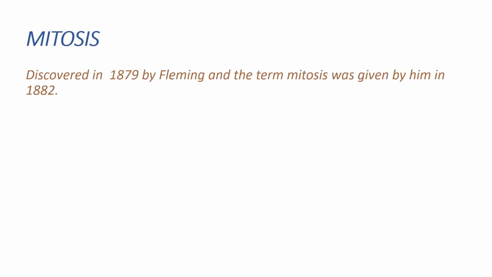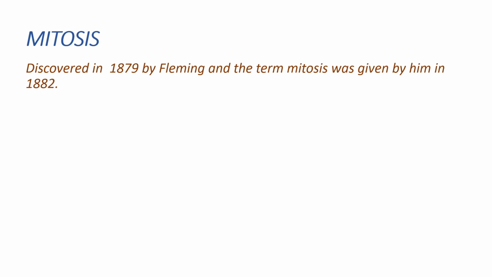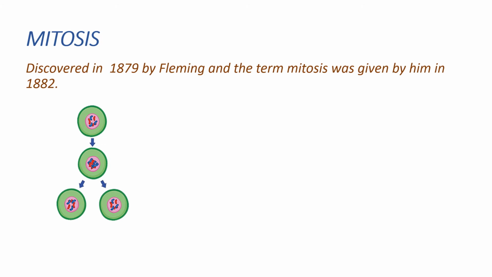Mitosis. Mitosis was discovered in 1879 by Fleming and the term mitosis was given by him in 1882. Now let us see about mitosis briefly. In mitosis, the parent cell undergoes some changes and produces two daughter cells. Here you should remember that in mitosis, the number of daughter cells produced is 2 and these daughter cells are identical to the parent cell.